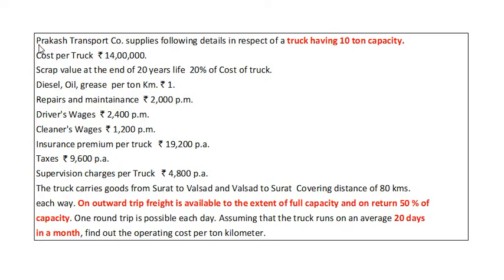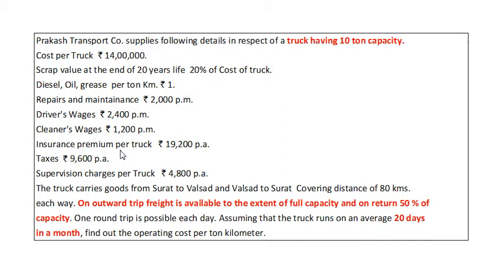Here is the question. Prakash Transport Company supplies following details in respect of a truck having 10-ton capacity. Cost per truck rupees 14 lakhs. Scrap value at the end of 20 years life, that is 20% of cost of truck. Diesel oil grease per ton kilometer rupee 1. Repair and maintenance rupees 2000 per month. Driver's wages rupees 2400 per month. Cleaner's wages rupees 1200 per month.